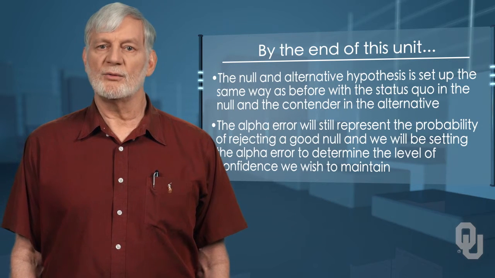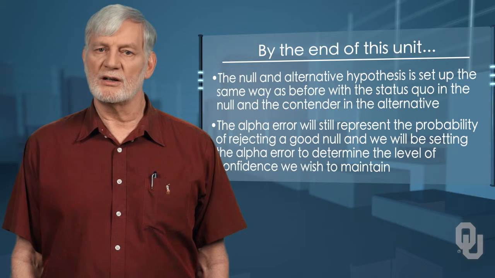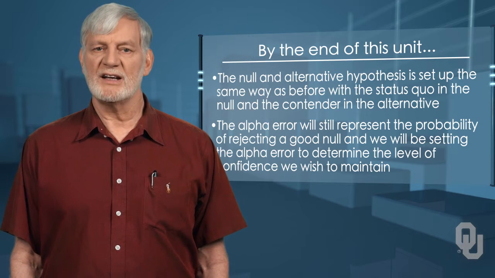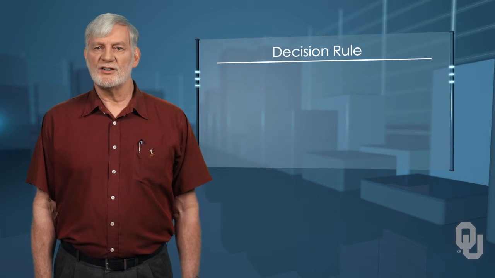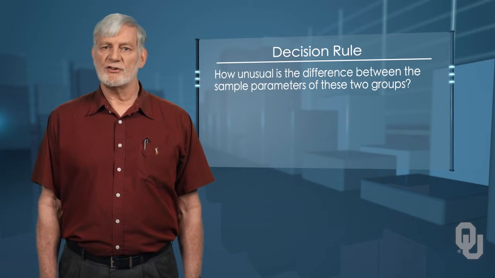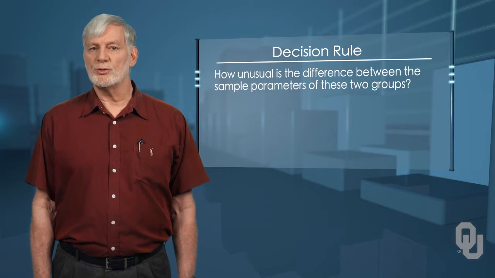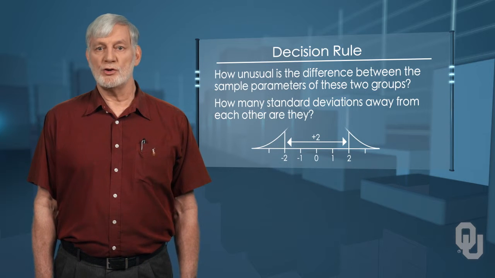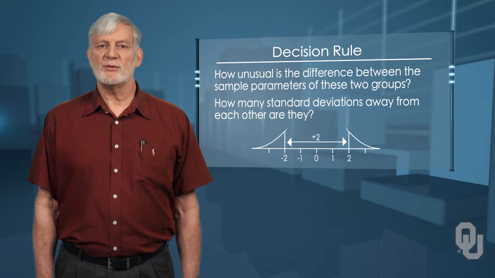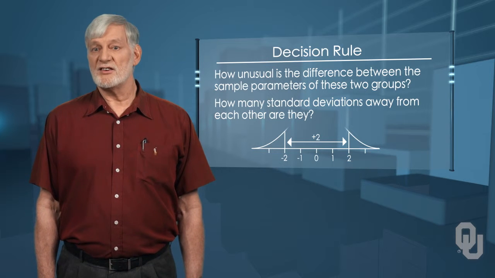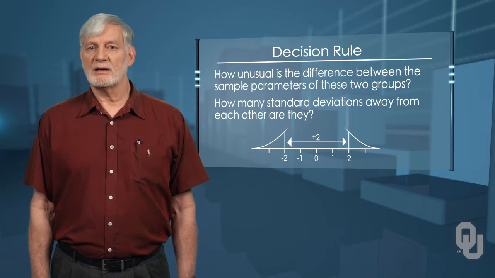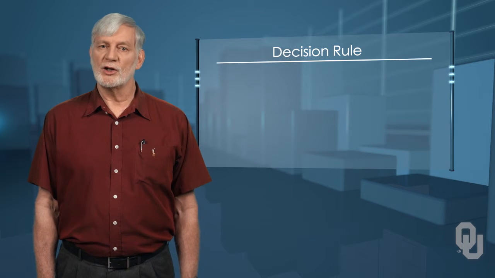The alpha error will still represent the probability of rejecting a good null, and we will be setting the alpha error to determine the level of confidence we wish to maintain. Importantly, the decision rule will also remain the same. Again, we will ask, how unusual is the difference between the sample parameters of these two groups? How many standard deviations away from each other are they? If they are, say, 2 standard deviations away, we deem this to be unusual and believe that they are not the same. Could they be? Sure, but with very little probability, and very importantly, a probability we know.